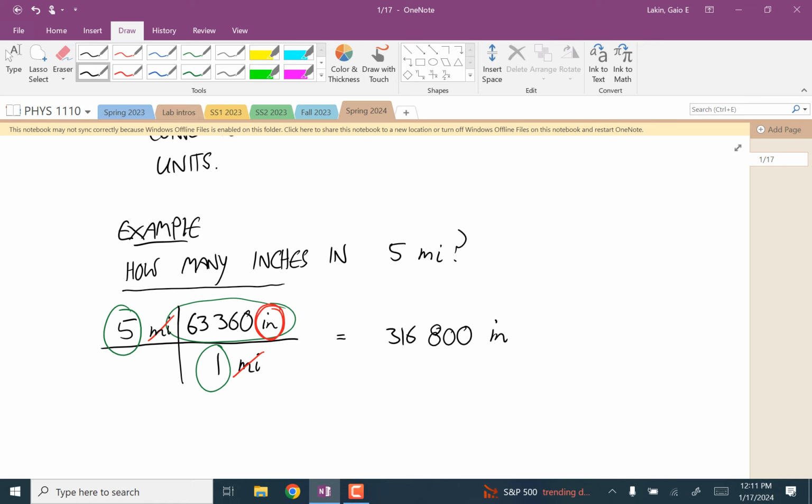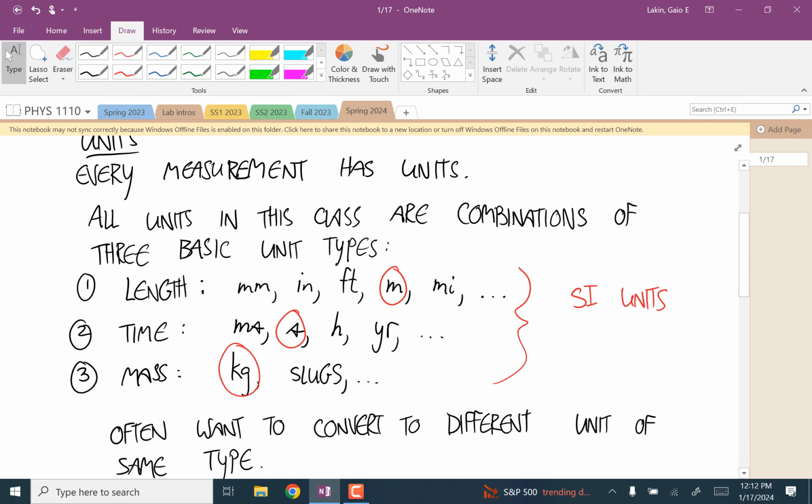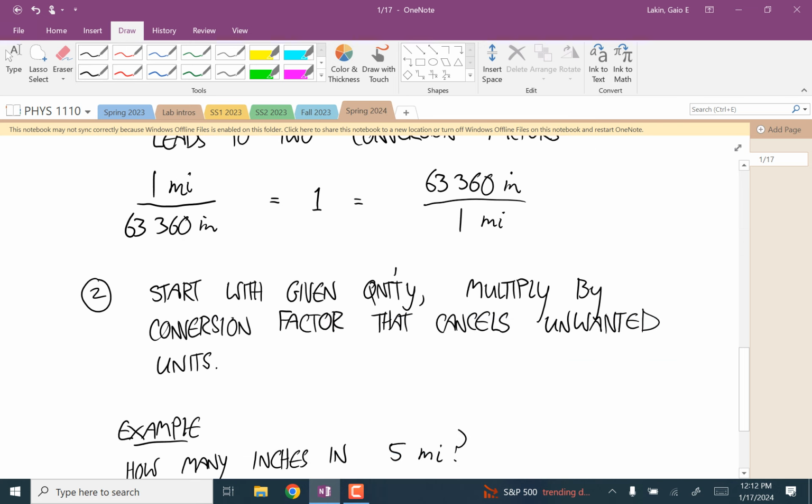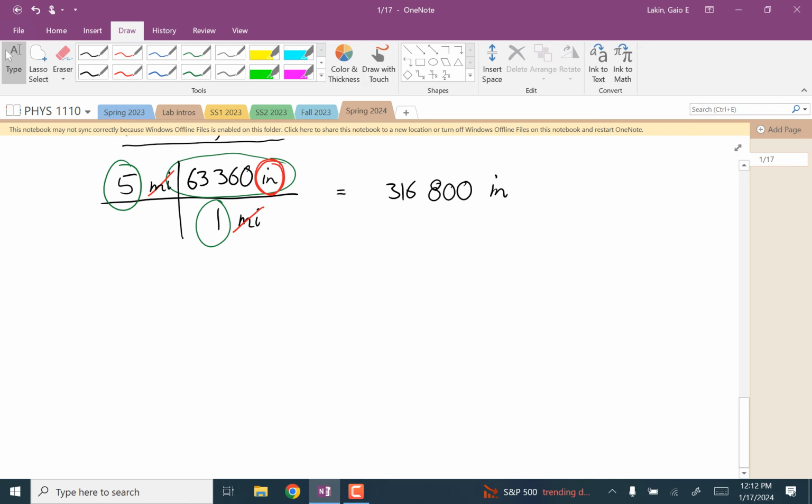Okay. Well, then I said that the units can be combinations of these 3 things in this class, right? Length, time, and mass. So let's go to one that's a combination. Let's say we have 61 miles per hour, and we want to convert that to meters per second.